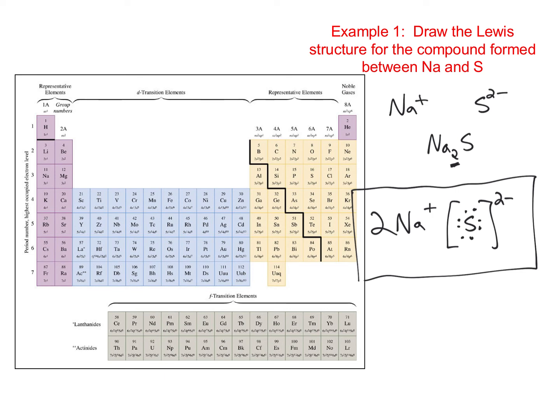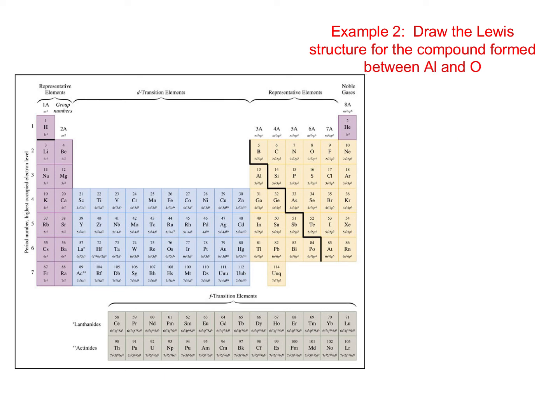Let's do one more example like this. Alright, so now I want to do aluminum and oxygen. So aluminum is right here. Again, a metal, it's going to want to lose electrons. We know that aluminum is one of the ones that reliably forms 3+ ions. Oxygen's right here, the same column as sulfur. Oxygen likes to form 2-. So the formula of this compound, in order for the charges to cancel, is going to be Al2O3.